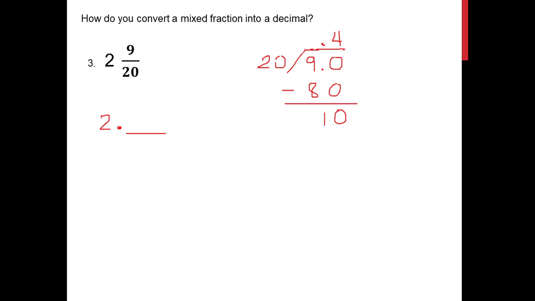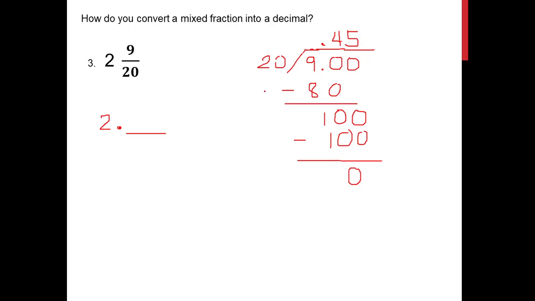Let's add another 0. And then bring it down here. 100 divided by 20. So how many 20s are there in 100? You have 5. 5 times 0, that's 0. 5 times 2, that's 10. And subtract. 100 minus 100 is equal to 0.